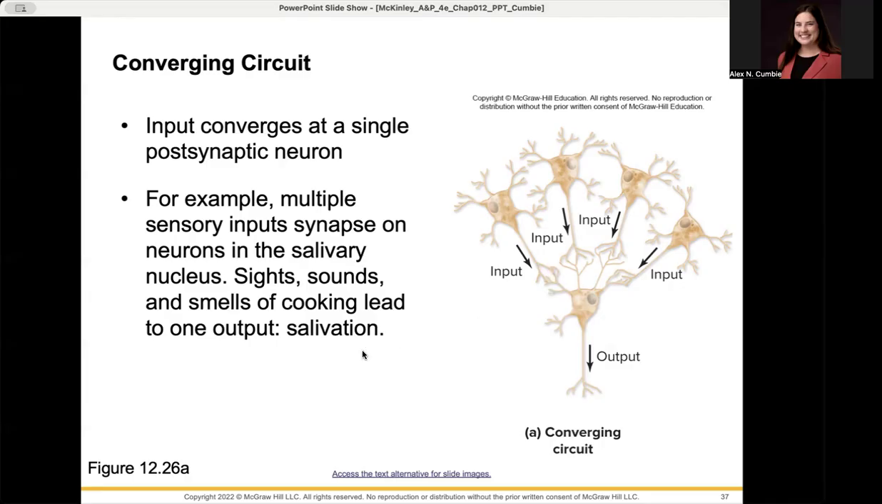We see this for sight, sound, and smells. An example of this could be where we're getting input from a number of different neurons, some for seeing, some for hearing, some for smelling, and it produces one specific response, which could be salivation, based on input from multiple different neurons that one neuron is communicating with.